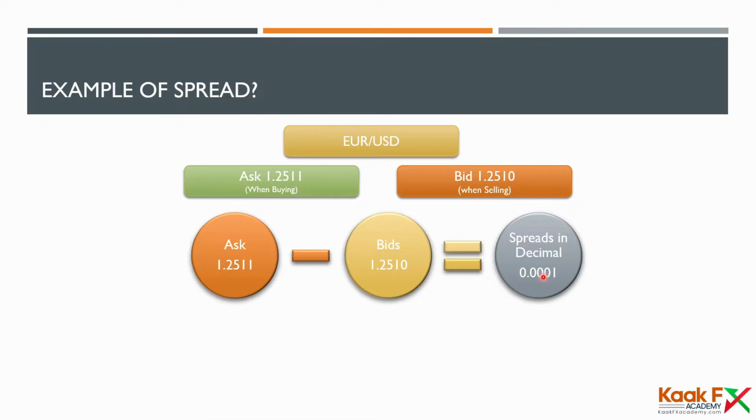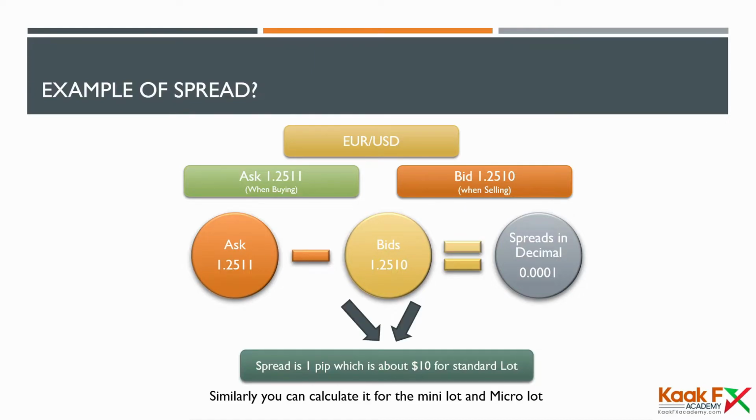And we also know in order to get the value of a pip, it is the lot size times the pip in decimal. So one lot size is 100,000 euros times the 1 pip spread in decimal we have here, which is equal to $10 US for a standard lot. Similarly, you can calculate it for the mini lot and the micro lot. For the mini lot, it would be $1, and for the micro lot, it would be 10 cents. If you're confused about how I did this calculation, please watch the videos on understanding pip and understanding lots.